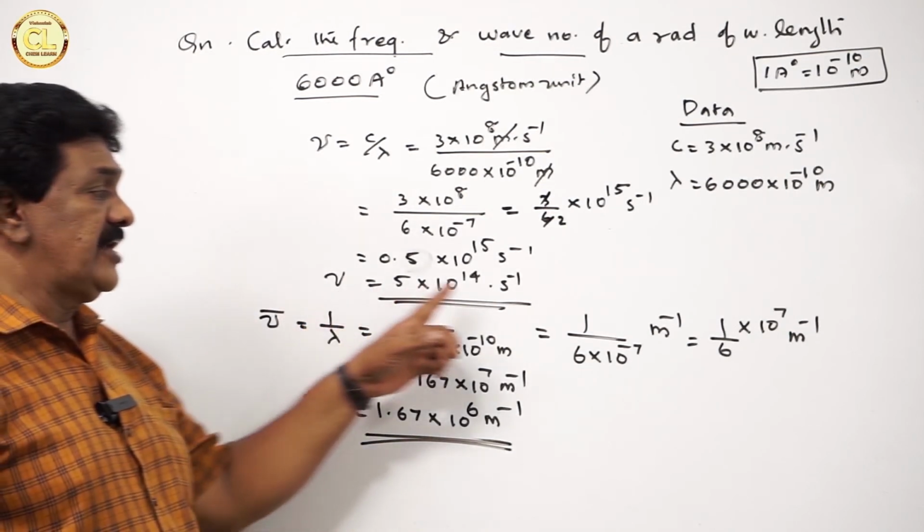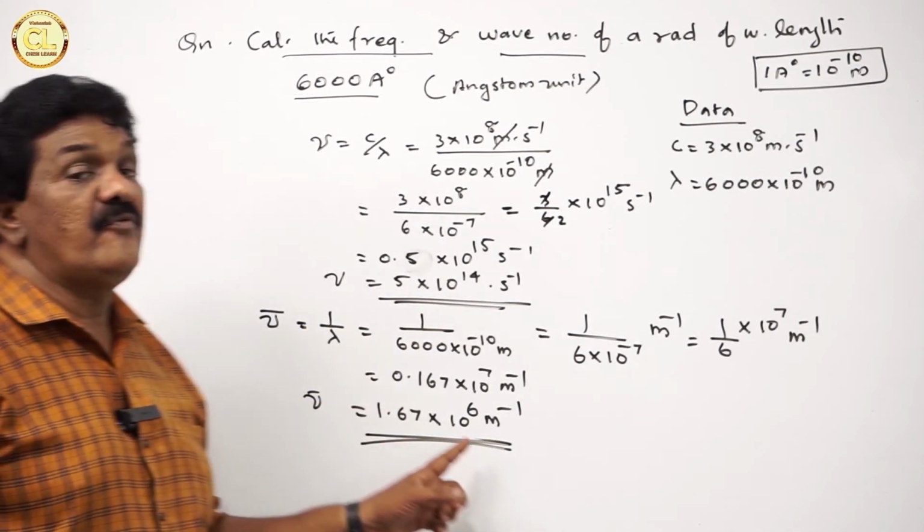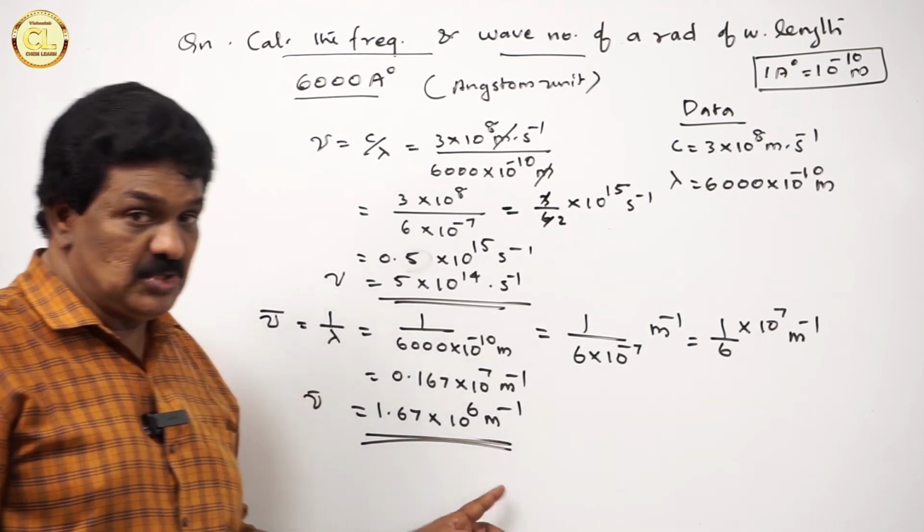So this is the frequency of the radiation and this is the wave number of the radiation. That's it.